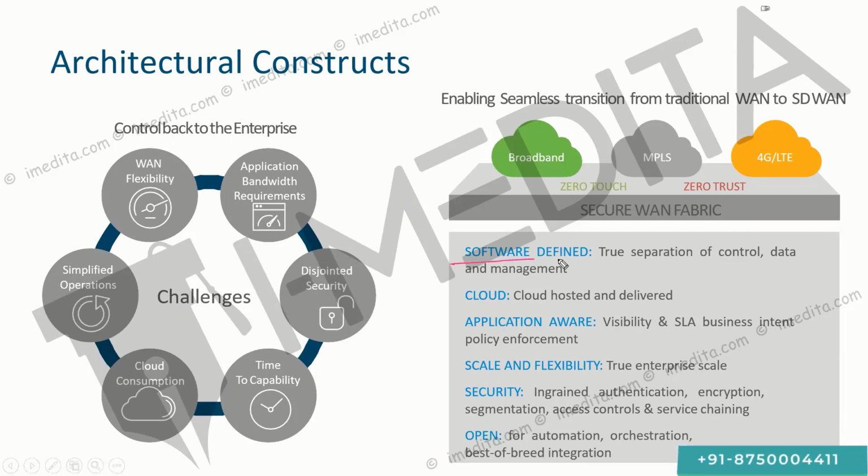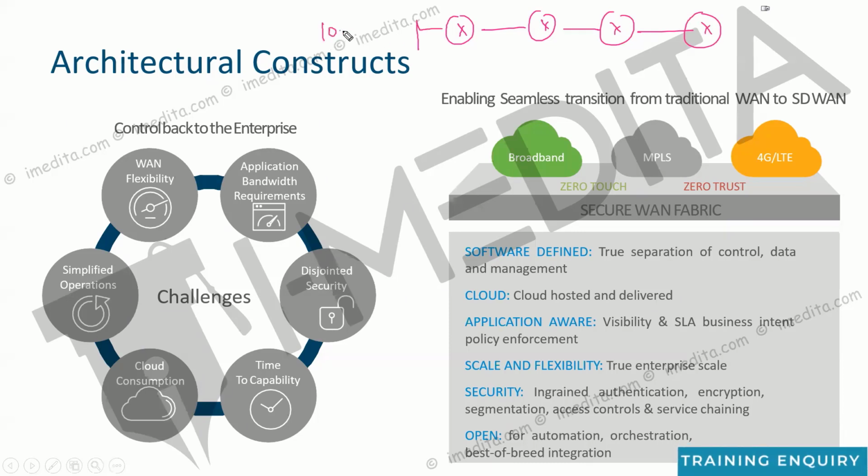Software defined, true separation of control, data, and management. What do we mean by that? In a traditional network, for example, let's say we have created this topology. This is a network; let's call it the 10.1.1.0 network. And here we have another network; let's call it the 10.1.2.0 network. Okay. Now I want to ping from this device to this device.